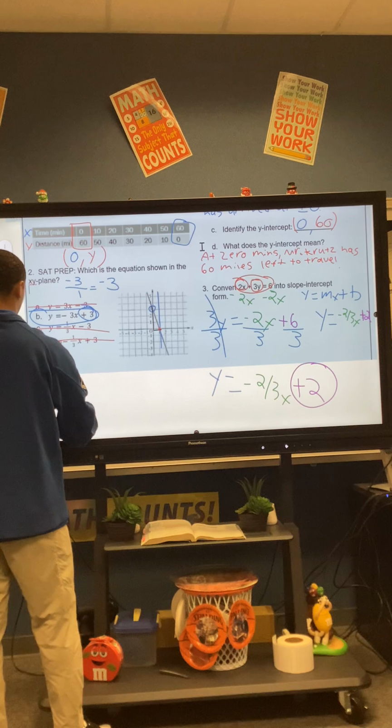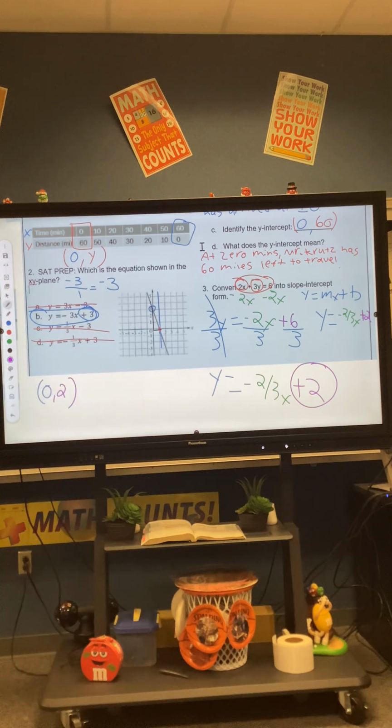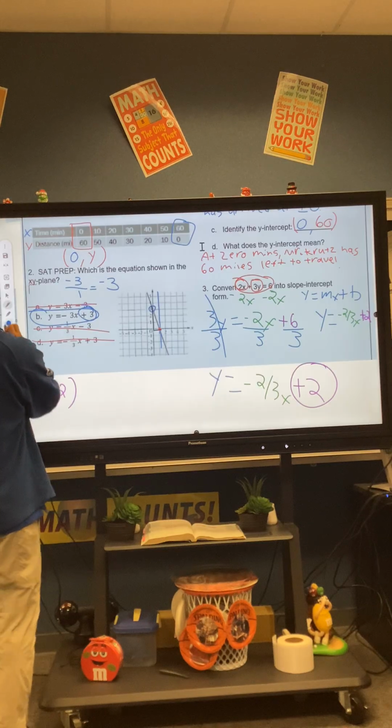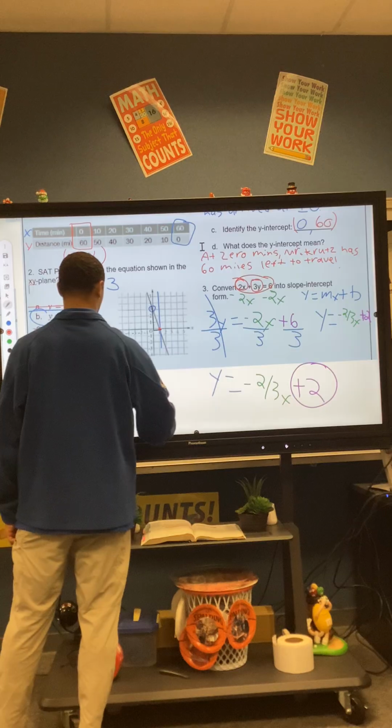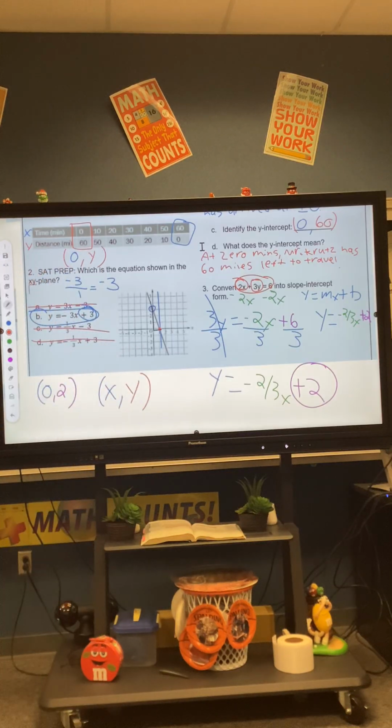There you go. See how you make that circle come back to the first word problem? I thought you said 2 was wrong. No, it's not wrong. I said, but what is the ordered pair? The ordered pair is 0, 2. You feel me? That's an ordered pair. You need that.